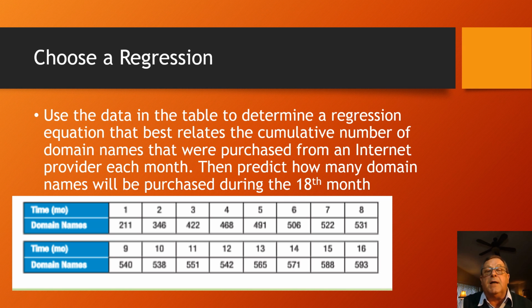months. It says use the data in the table to determine a regression equation that best relates the cumulative number of domain names that were purchased from an internet provider each month. Then predict how many domain names will be purchased during the 18th month. So let's jump to the calculator.